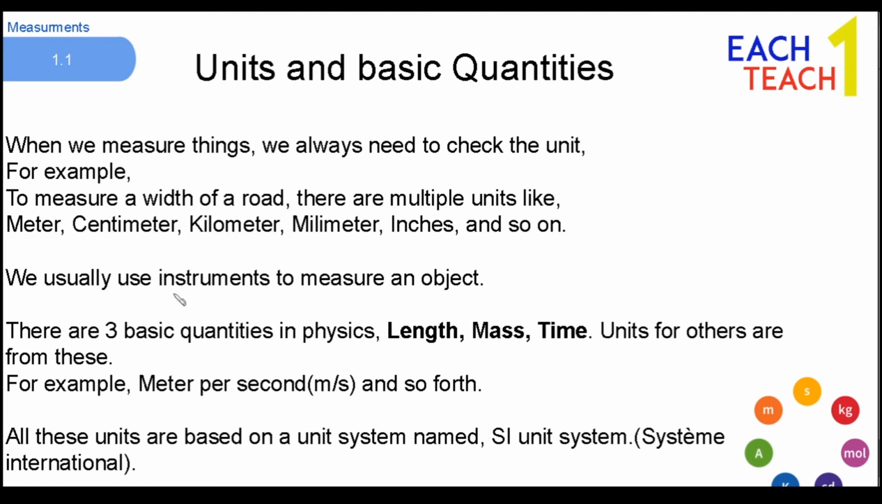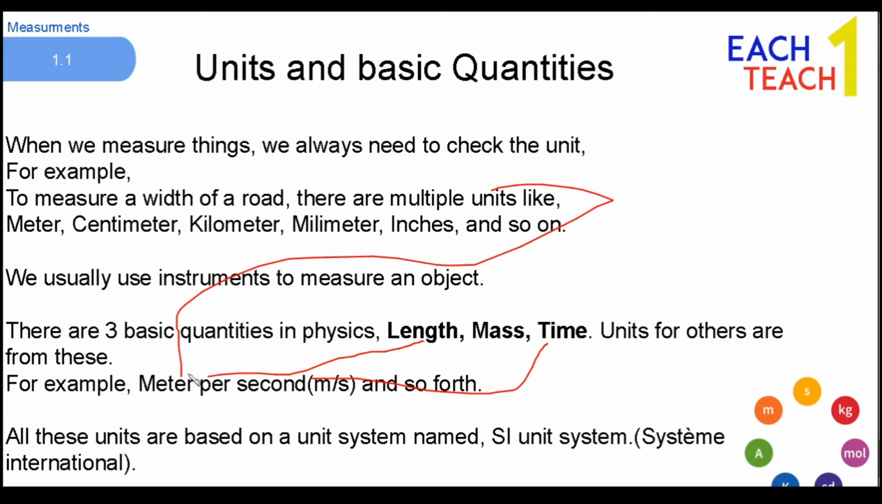Units for others are, for example, meter per second. It's like a combined unit. This is where multiple units come together and make up this. These are called derived units. Okay, this is derived units. We say derived because meter is from length, and second is from time.